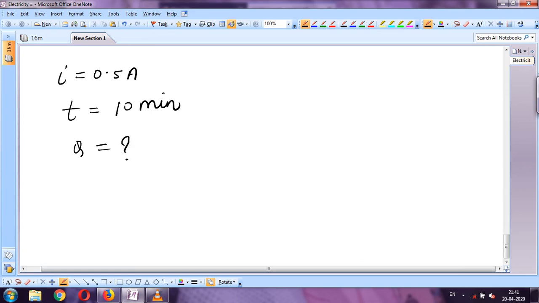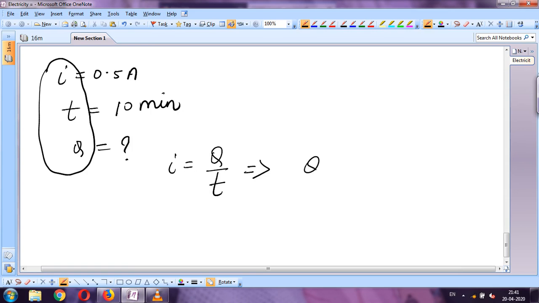Now we will see a formula which will relate these three things. We know there is a formula. What is that formula? The formula is I = Q/T. Charge we have to find out, so from here we find Q by cross multiplying. It will be I × T. Now what is this I? This I will be 0.5 and time will be 10 minutes. This 10 minutes we will convert into seconds: 10 × 60 seconds.